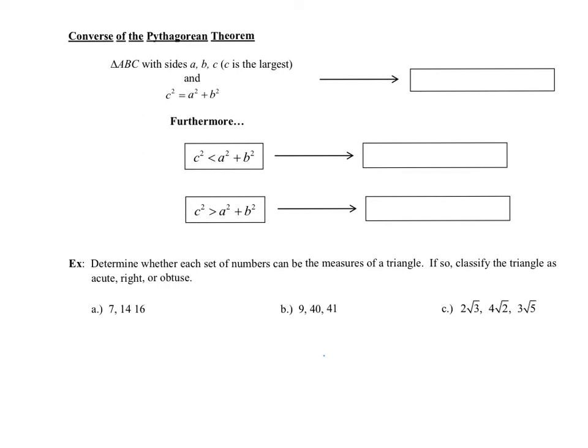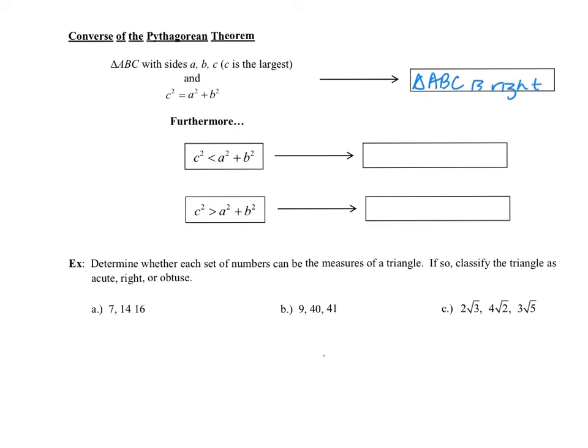So now let's look at the converse of the Pythagorean theorem. Now the Pythagorean theorem assumes you have a right triangle, so given a right triangle, the conclusion is that the square of the hypotenuse is equal to the sum of the squares of the two legs. Well, let's turn that around and start with this hypothesis. If I have a triangle ABC with sides A, B, and C where C is the largest side and C squared is equal to A squared plus B squared, then our conclusion is that triangle ABC is right. Okay, so that's just the converse.